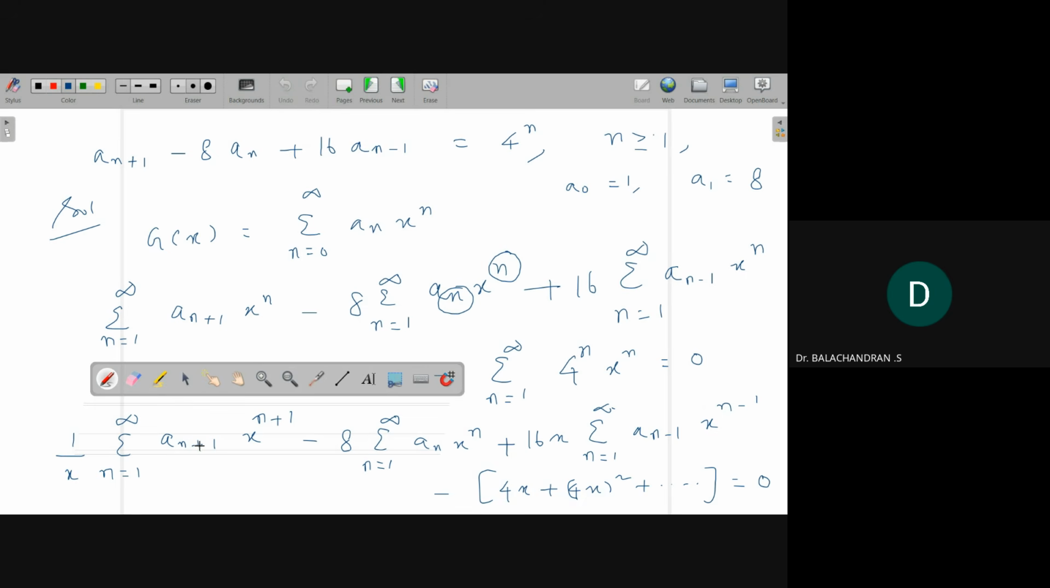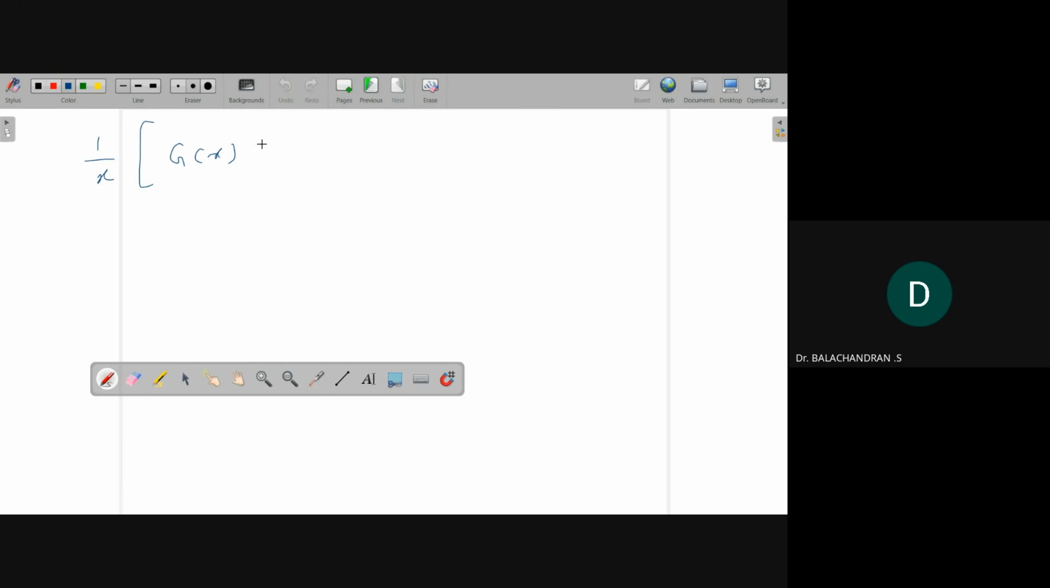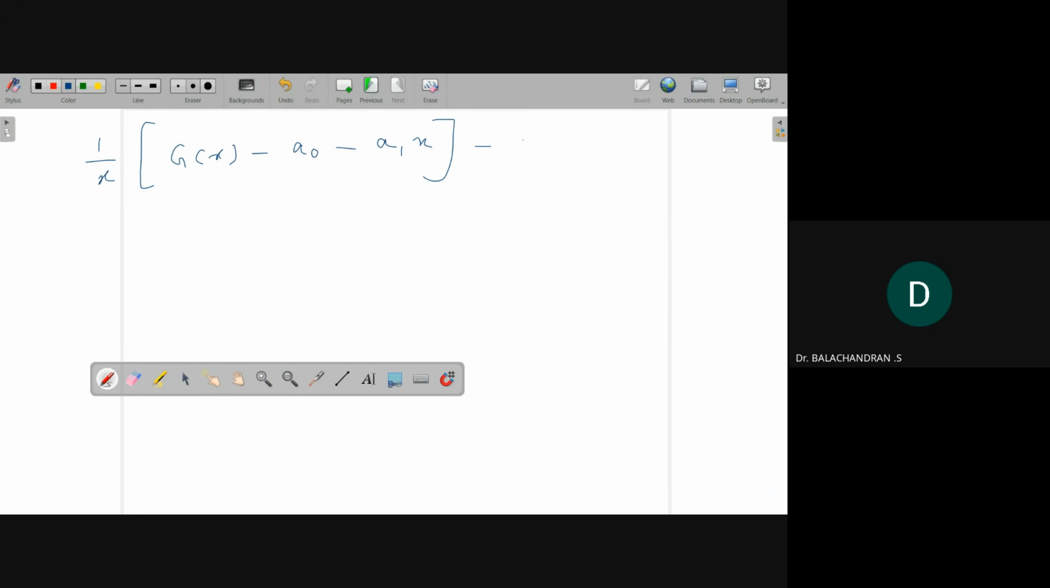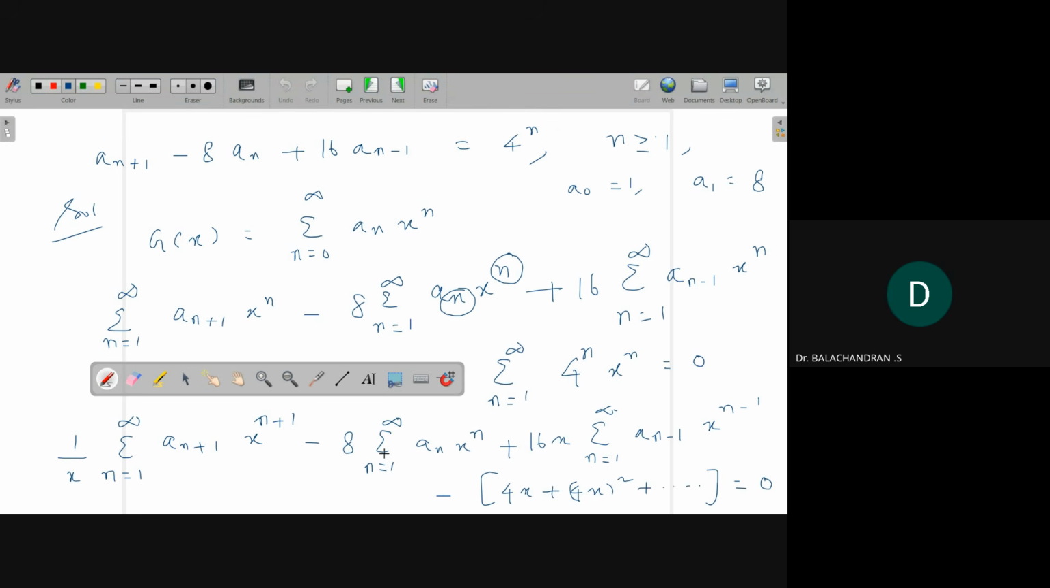Here it starts from the third term, but in g of x, you have all the terms. So that's why I need to subtract the first term, a_0 minus a_1 x. Okay, minus 8 into, here it starts from the first term. Okay, well, not first term. a_1 means what? Second term. a_1 x is what? Second term.